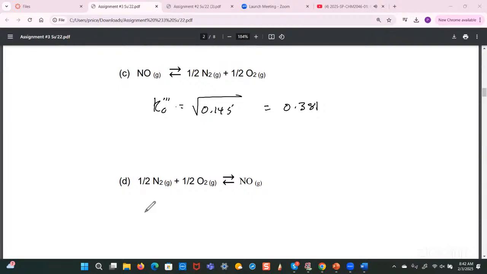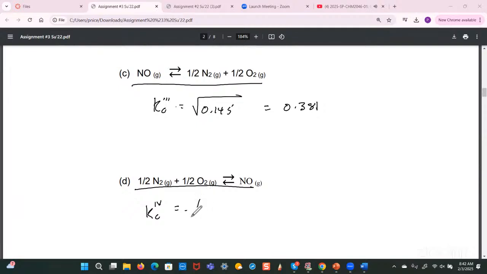And then for the last one, D, I'm going to call that Kc 4 prime. How would you calculate that value? To make life easier, if you compare this equation to this equation, you see that this equation is a flip of that one. So you could manipulate this to get the answer here. So how would you calculate Kc 4 prime?